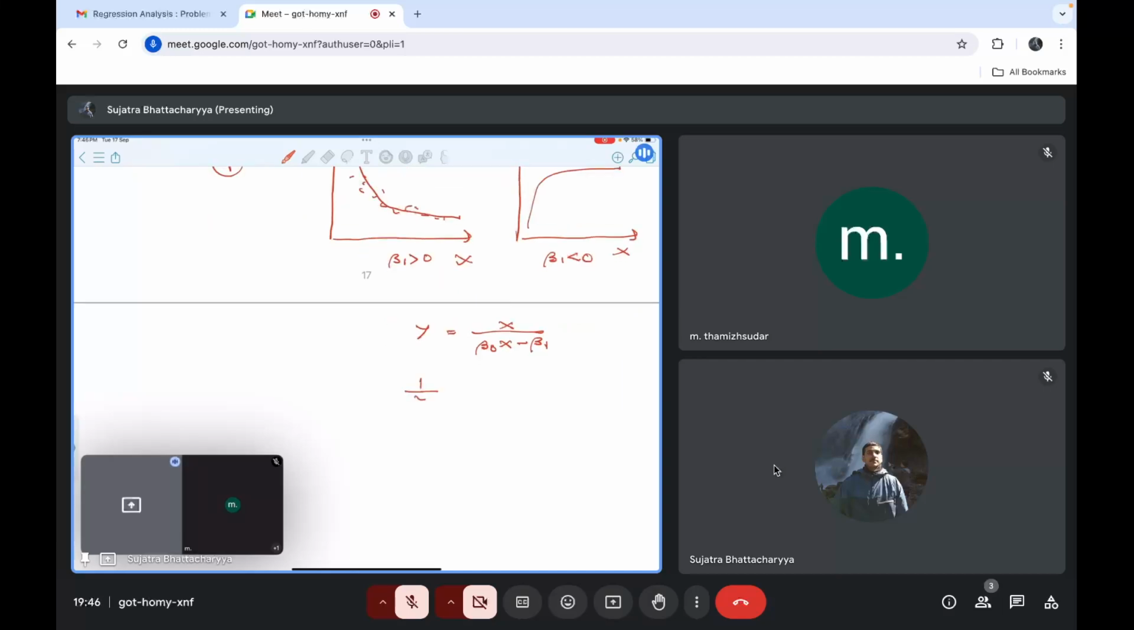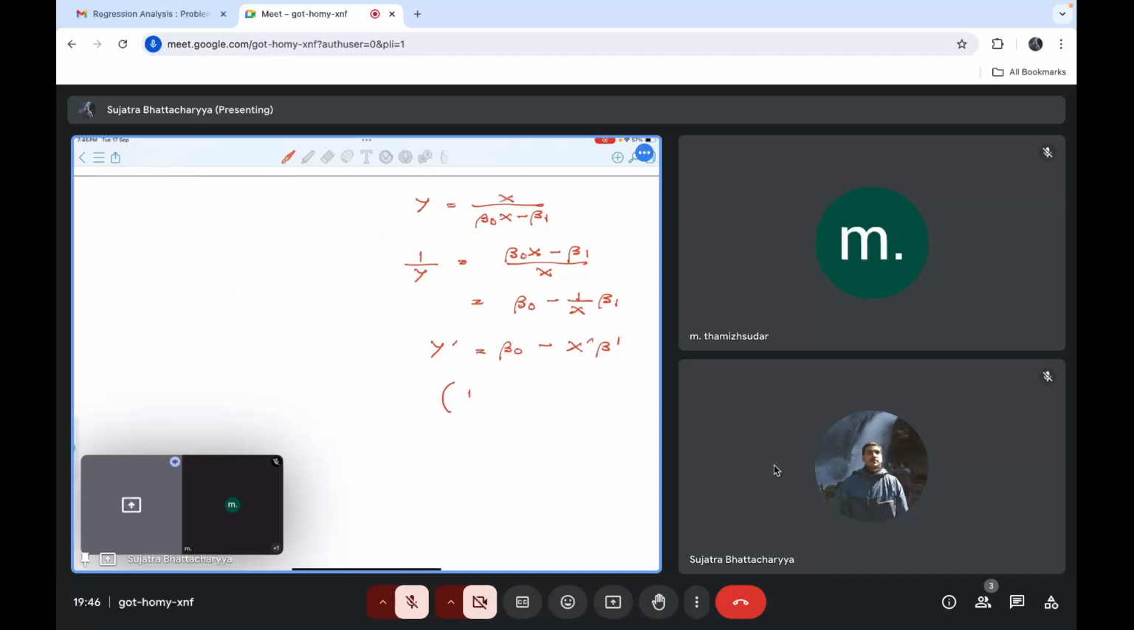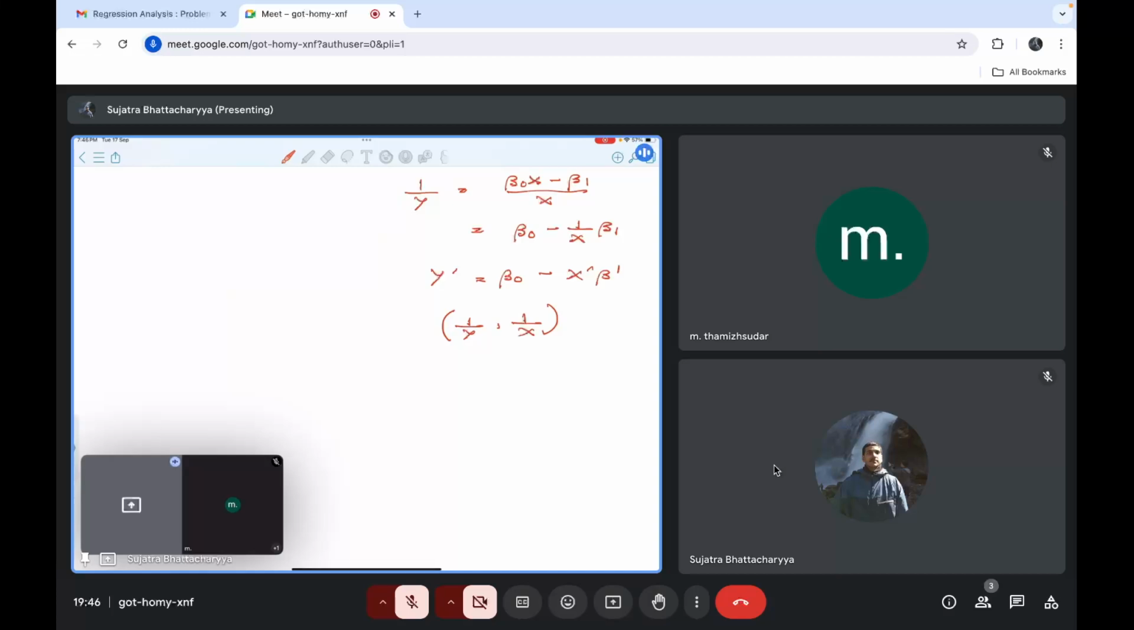In this case, you can still use linearization, linear fitting by reciprocating it. So beta naught x minus beta 1 divided by x can be written as beta naught minus 1 by x beta 1. So now your y dash is equal to beta naught minus x dash beta 1. So now you have to do regression between 1 by y and 1 by x. Okay, so this is how you can transform any given function or fitting into a linearized one, and then you do the simple linear regression model, and finally get the answer of the slope and the regression.